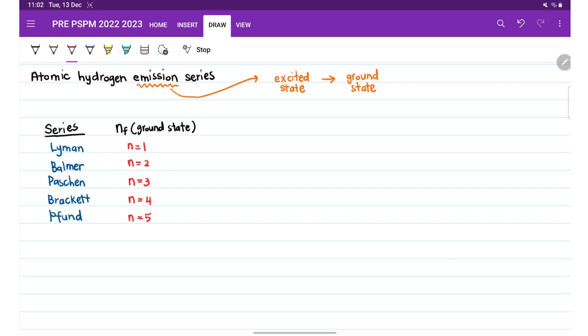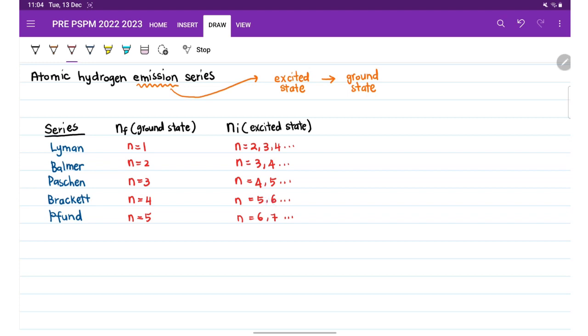Okay, jadi the first transition of each series dekat sini will be from one energy level higher. Maksudnya, sebagai contoh, kalau untuk Lyman series, so dia akan bermula daripada n equals to 2. So, n equals to 2, 3, 4 and so on. Okay, jadi yang lain pun akan follow lah. So, kalau Balmer, the first transition is from n equals to 3 kepada n equals to 2, and so on. Okay, untuk series yang lain.